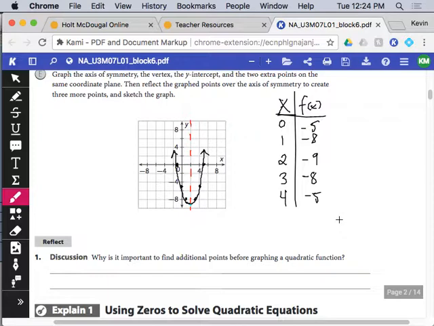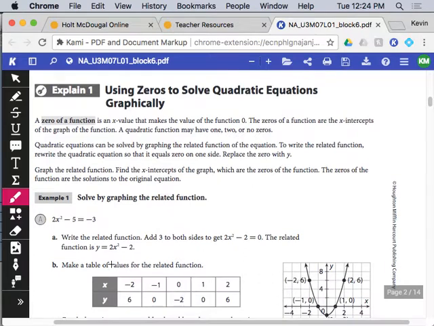Discussion. Why is it important to find additional points before graphing a quadratic function? Why should you find the most amount of points possible? It's a simple question. What? Yeah, just to be more accurate. Okay. You can write that down if you'd like.